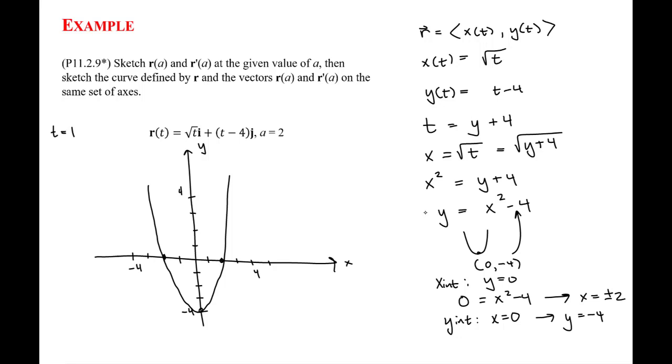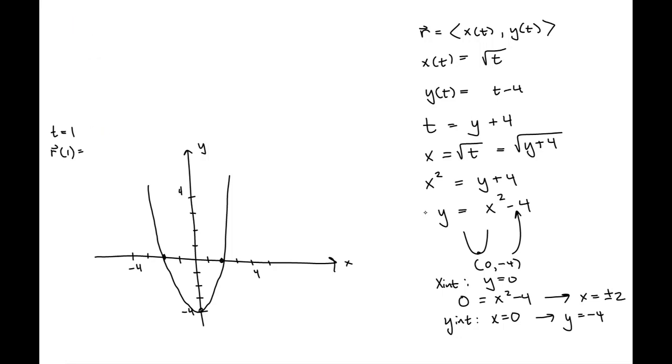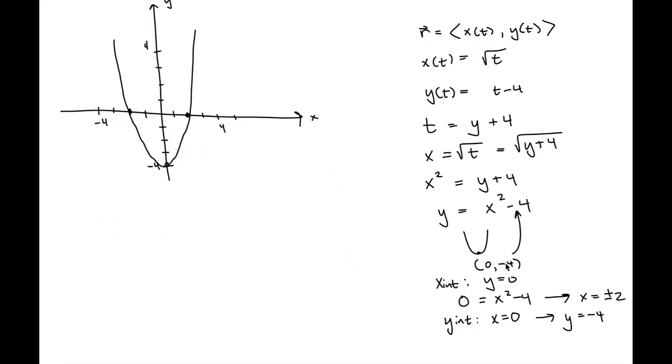When we try t equals 1, we know the position vector evaluated at t equals 1 is going to be root 1 for the x component. Well, I just lost my problem up there. That might actually be beneficial because it gives me more room to work. So I'm going to move some of this work up top. There we go. That'll be a little bit nicer for us now.